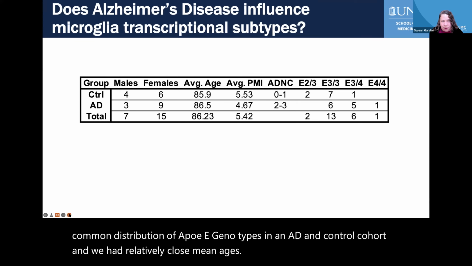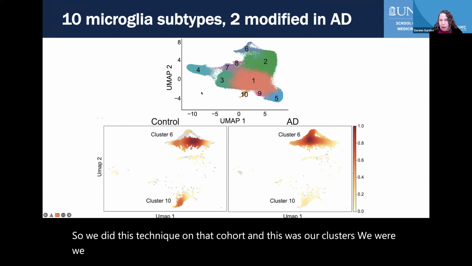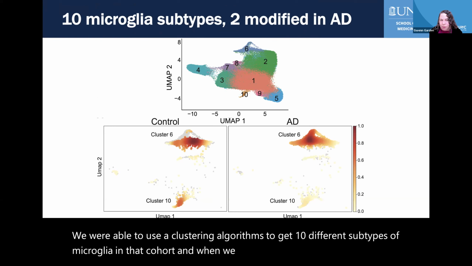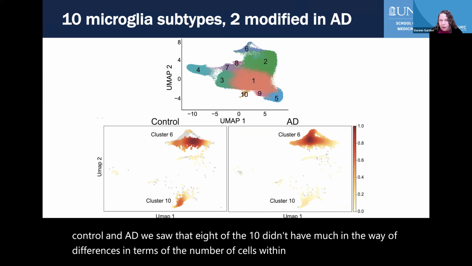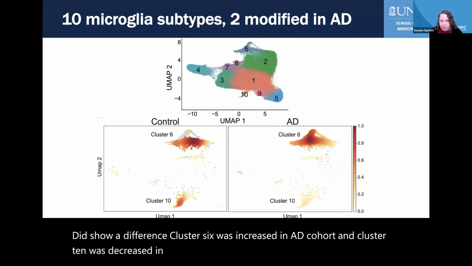So we did this technique on that cohort, and this was our clusters. We were able to use the clustering algorithms to get 10 different subtypes of microglia in that cohort. And when we looked at the differences between control and AD, we saw that 8 of the 10 didn't have much in the way of differences in terms of the number of cells within each cluster, but 2 clusters did show a difference. Cluster 6 was increased in the AD cohort, and cluster 10 was decreased in the AD cohort.